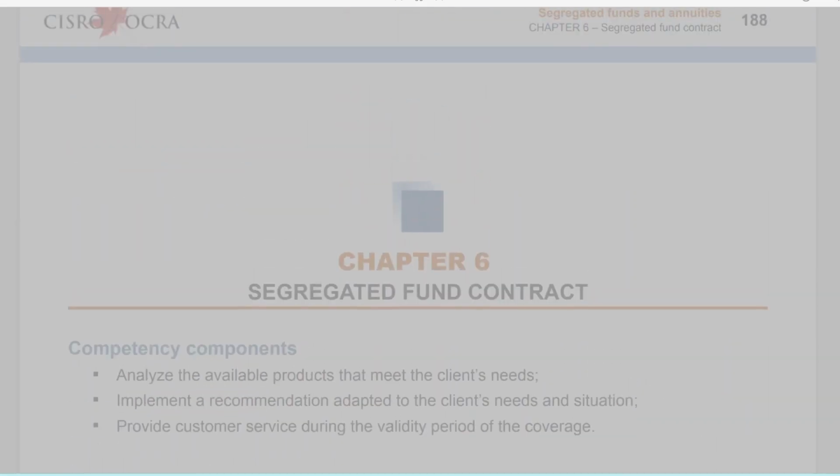Segregated Funds and Annuities Chapter 6, Segregated Fund Contract 188.